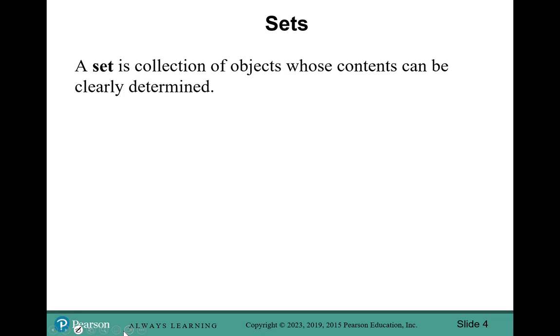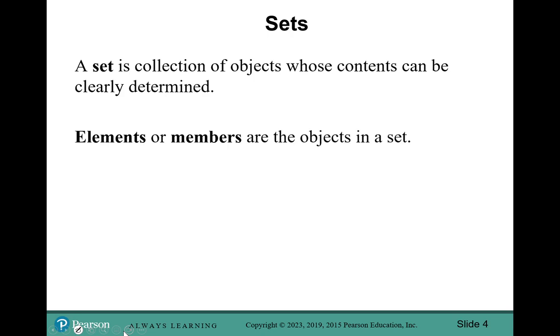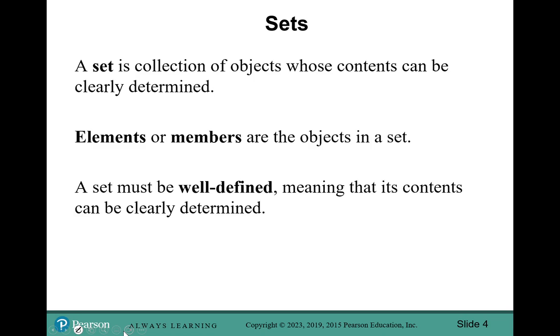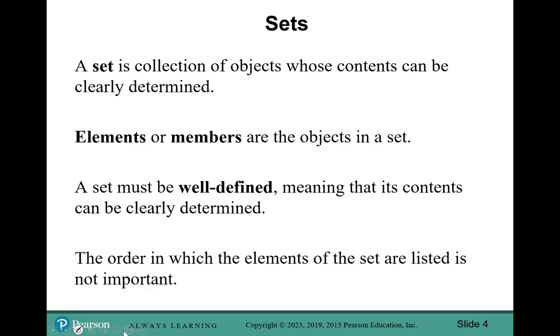So let's first define what a set is. A set is a collection of objects whose contents can be clearly determined. Elements or members are objects in a set. A set must be well defined, meaning that its contents can be clearly determined, and the order in which the elements of the set are listed is not important.